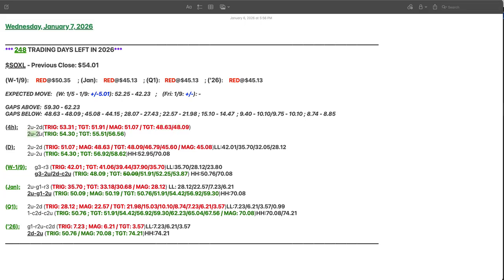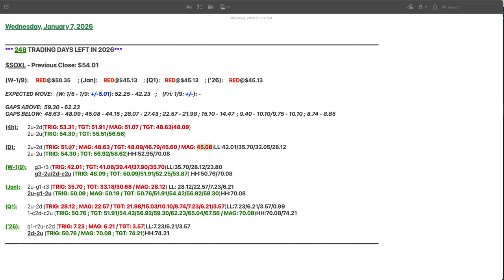Now to the upside, it's again just continuation, 2 up, 2 up, triggers at 54.30, and we've got a target of 55.51 and an extended target of 55.56. On the day chart, again, 2 up, 2 down on the day triggers at 51.07, which is the magnitude of the 4 hour move. The magnitude of the 2 up, 2 down on the day is 48.63, but that does trigger combo 2 up, combo 2 downs as well with those gaps. So we wanted to provide some extended targets out here with an ultimate target of 45.08.